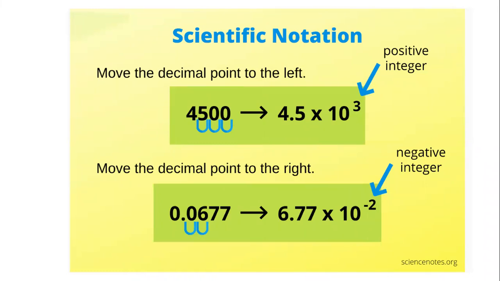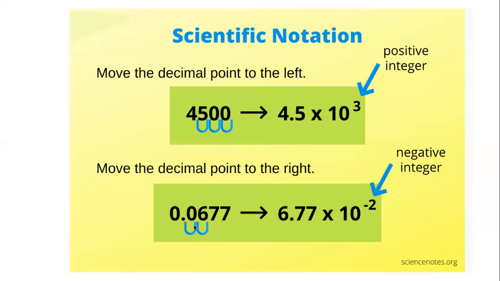So let's move the decimal and see how many count steps it will take. 1, 2, 3. So if we move the decimal place 3 spots to the left, we have 4.5, which is a number between 1 and 10. And then to express that as scientific notation, we say 4.5 times 10. And because we move the decimal point to the left, we put a positive number here. So 1, 2, 3 to the left means that we have 4.5 times 10 to the 3.